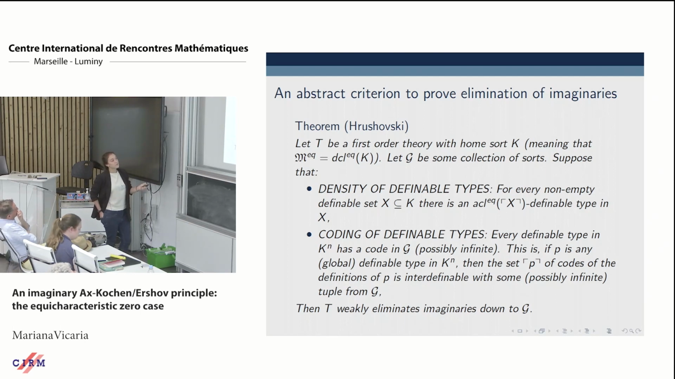And coding of definable types is telling you that if you look at a definable type in your home sort, and you look at the canonical base of that type, the canonical base is going to be interdefinable with a tuple of elements in your distinguished sorts, that is going to be possibly infinite.